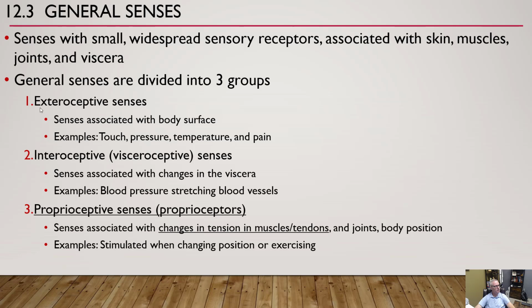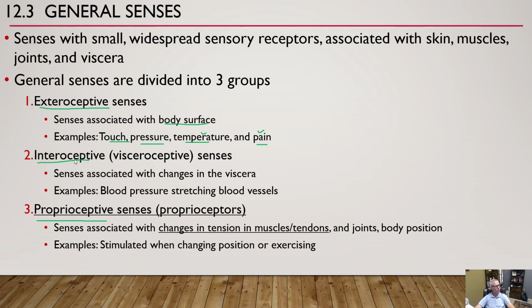Those exteroceptive senses, interoceptive senses, and proprioceptive senses. So exteroceptive senses are basically associated with just the body surface. Touch, pressure, temperature, pain. Remember, those are tactile corpuscles, our Pacinian corpuscles, our thermoreceptors, our nociceptors.